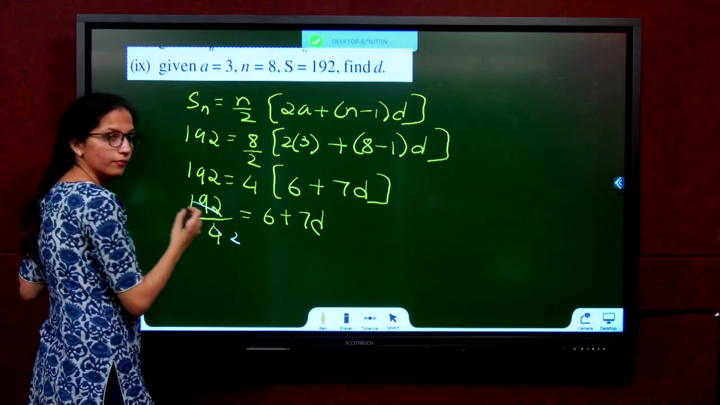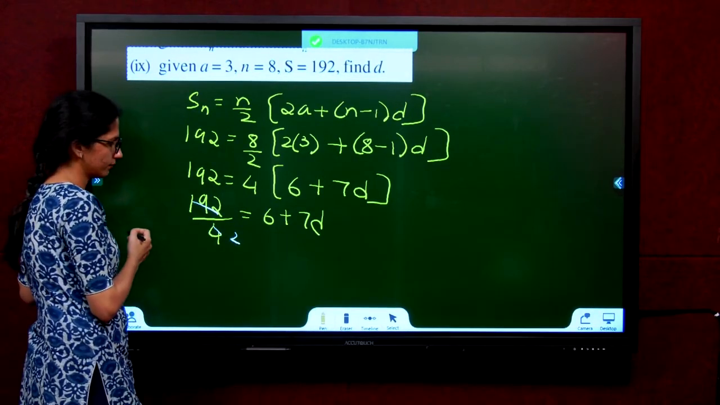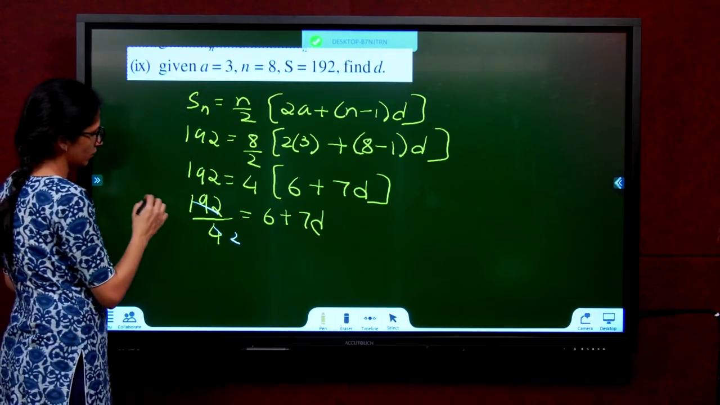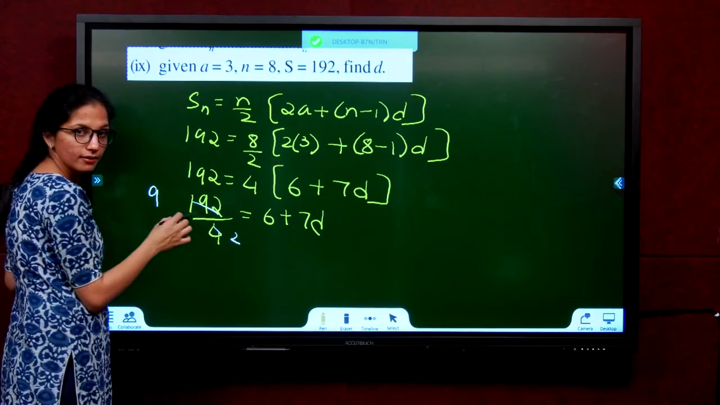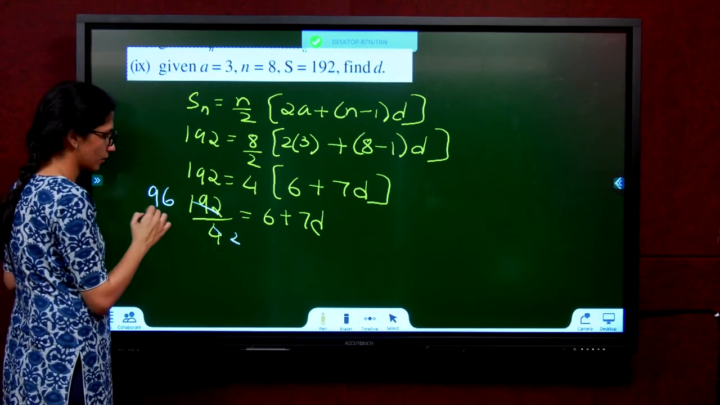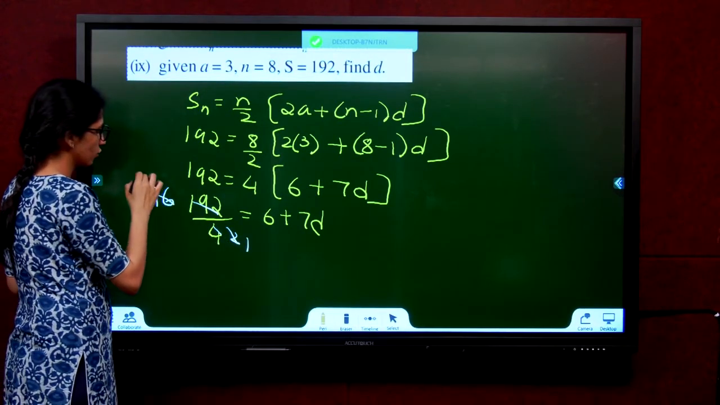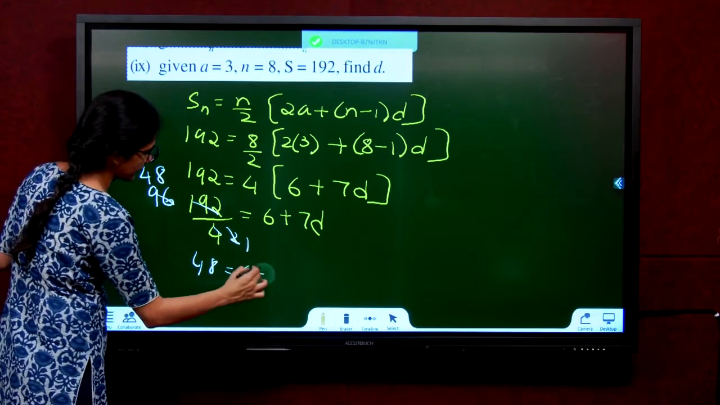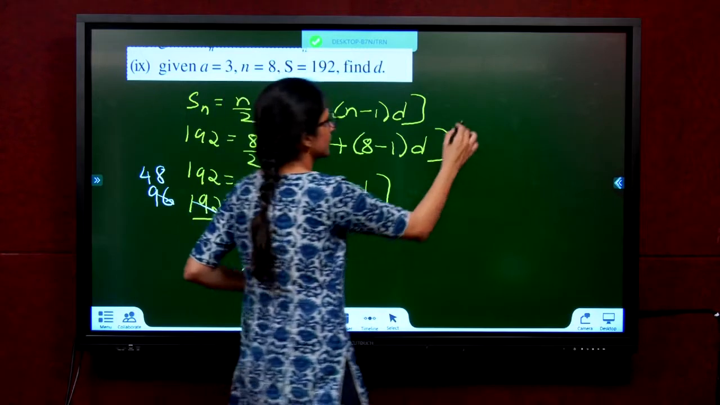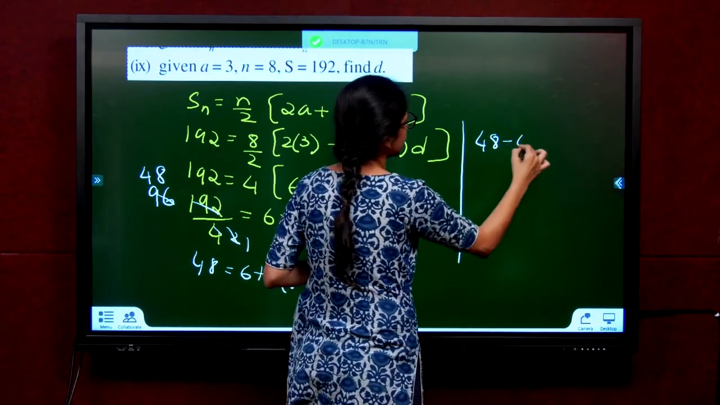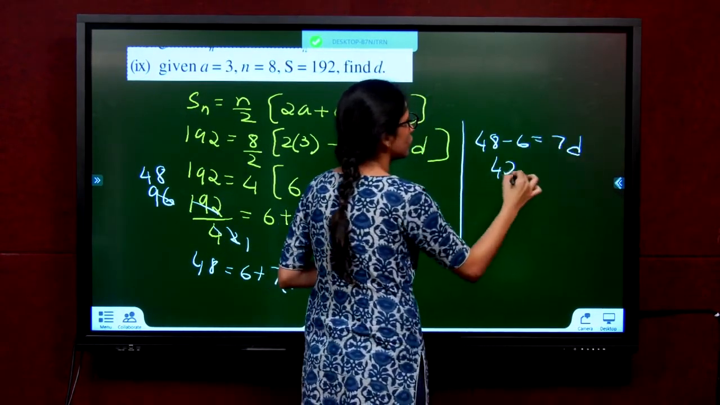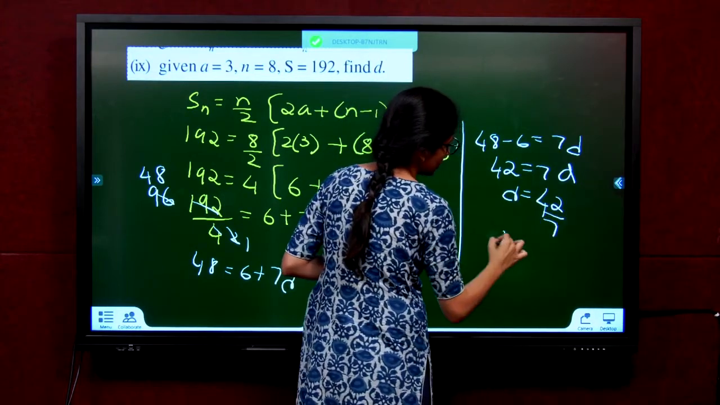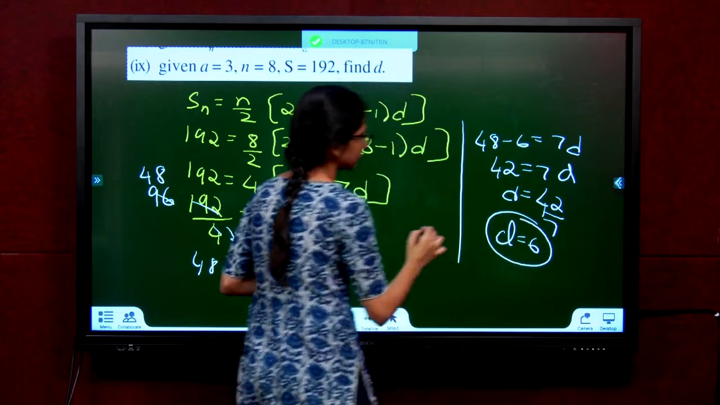2 2s are 4. 2 what's are 192? 2 9s are 18. Remainder 1. 2 6s are 12. 2 1s are 2, 2 4s are 8, 2 8s are 16. 48 is equal to 6 plus 7d. Send the 6 that side. 48 minus 6 is equal to 7d. 42 is equal to 7d. d is equal to 42 by 7. d is equal to 6.